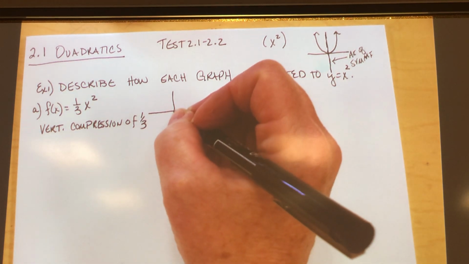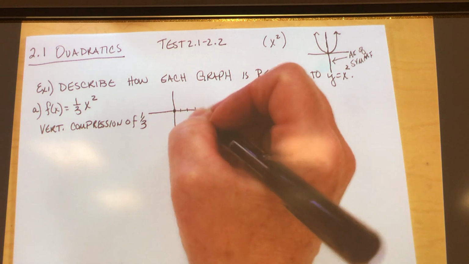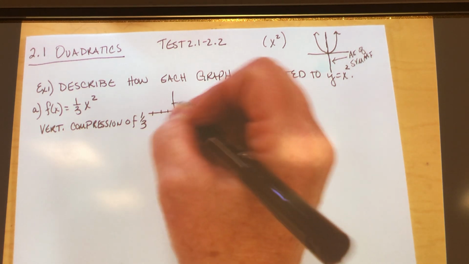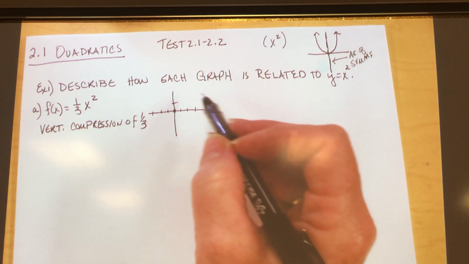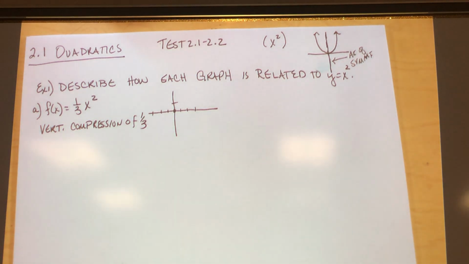So if I wanted to graph this guy, then my vertex is still at 0, 0. All right? For my next 2 points, could I go up 1 and to the right 3 and the left 3? If you want to.